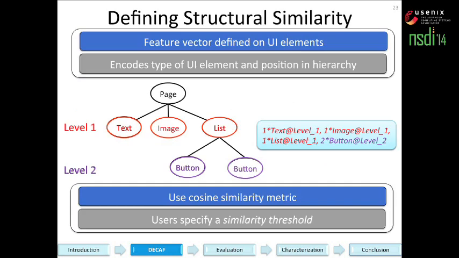To numerically measure structural similarity, we represent each UI structure tree using a feature vector which encodes each type of UI element and its position in the hierarchy. For example, the UI tree shown has 2 levels, and we first encode level 1 and then encode level 2. The final feature vector contains the encoding from all levels of the tree. When we have obtained 2 feature vectors from 2 UI trees, we use the cosine similarity metric to decide whether they are similar. Since we use cosine similarity, the user needs to specify a similarity threshold that defines to what level 2 pages are considered structurally similar.